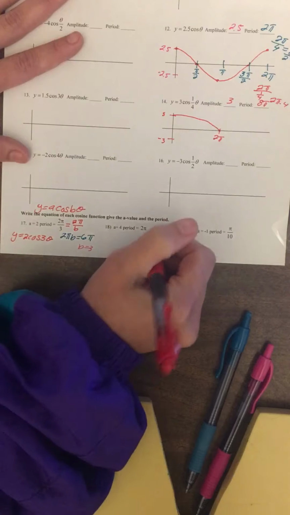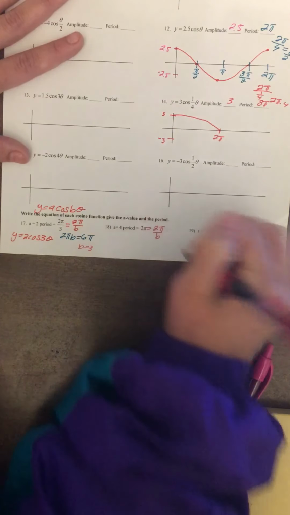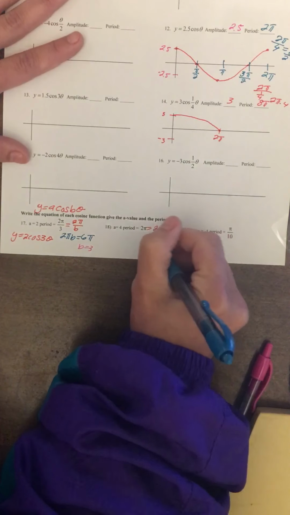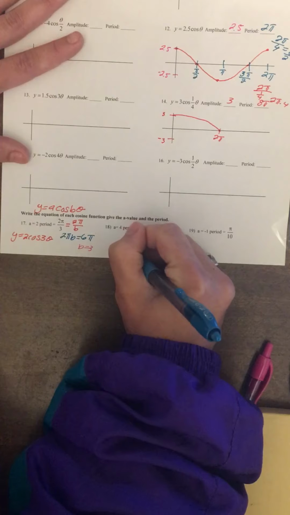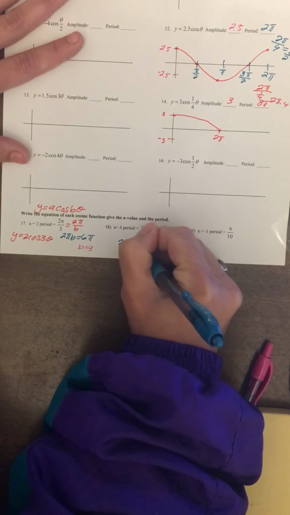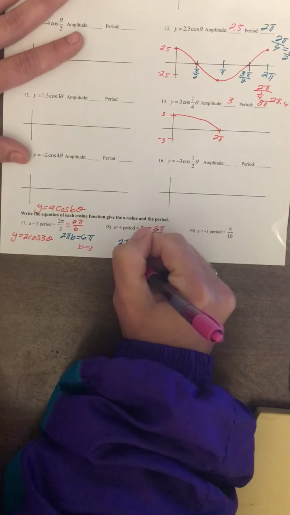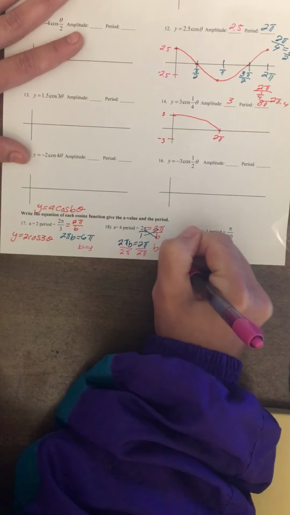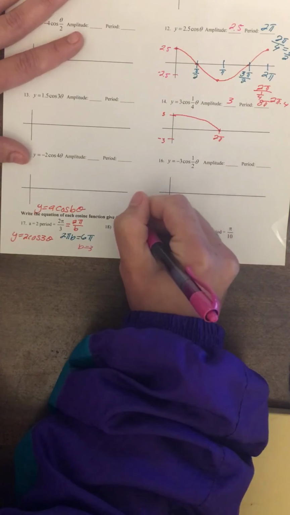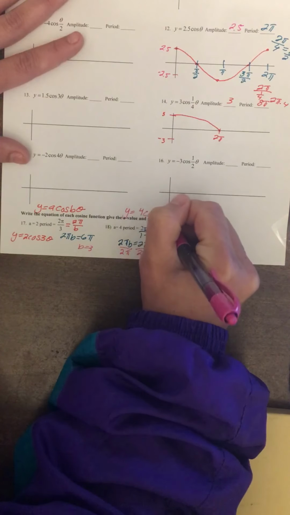Okay, over here, again, we'll set 2 pi equal to 2 pi over b. And we can see that b is 1, or we can cross multiply, putting a 1 under the 2 pi. That gives us 2 pi b is equal to 2 pi. And then if we divide both sides by 2 pi, we get b is equal to 1. So our equation for number 18 is y is equal to 4 times the cosine of 1 theta, or you could just write theta.